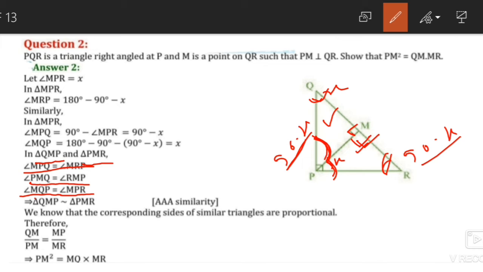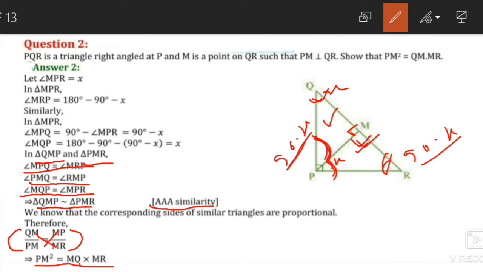Okay, so by AA similarity, you can say that triangle QMP is similar to triangle PMR. Since they are similar, the corresponding sides of the similar triangles will be proportional. So you can write QM by MP is equal to MP by MR. Now if you do the cross multiplication, you will get MP square is equal to MQ into MR. In this way you have to solve question number 2.